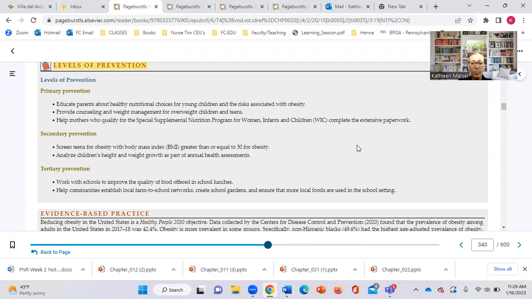Okay, please review your levels of prevention box. Let's actually go through it in this particular chapter. So, what are levels of prevention? Remember, primary is your prevention, secondary is your screening, and tertiary is your treating. Okay, so look at these different levels of prevention, apply that to each of the levels.